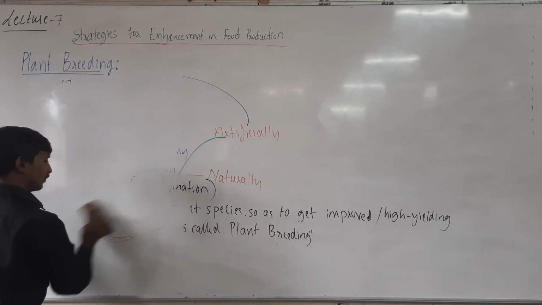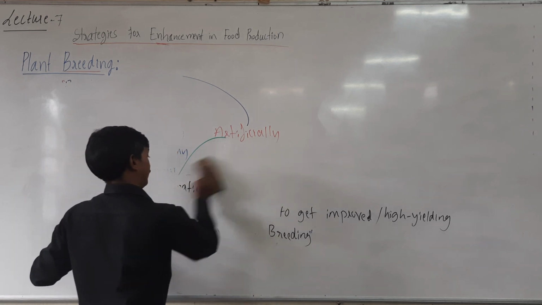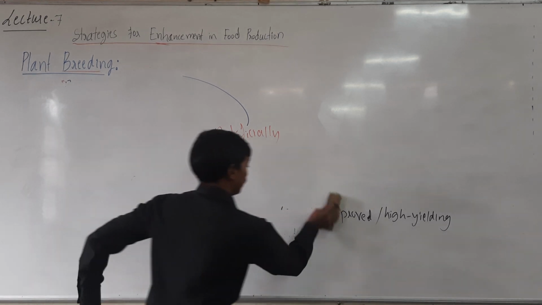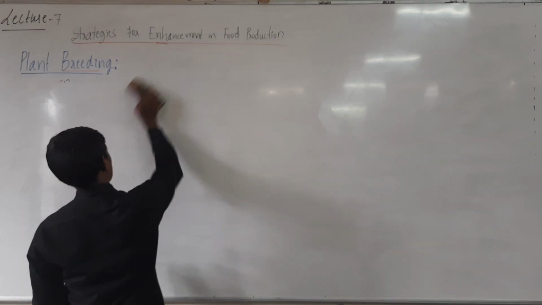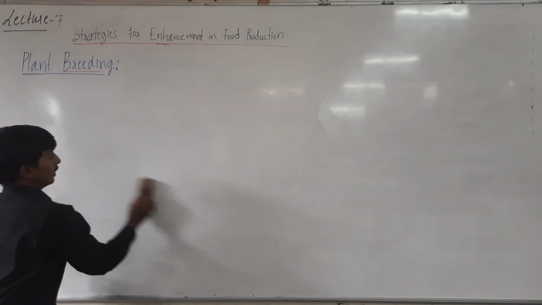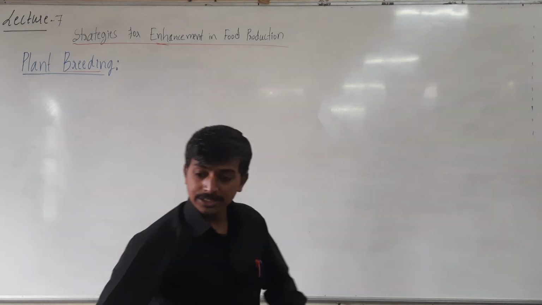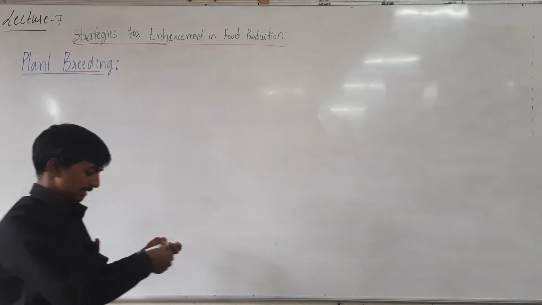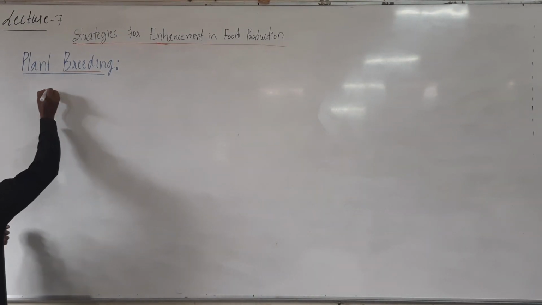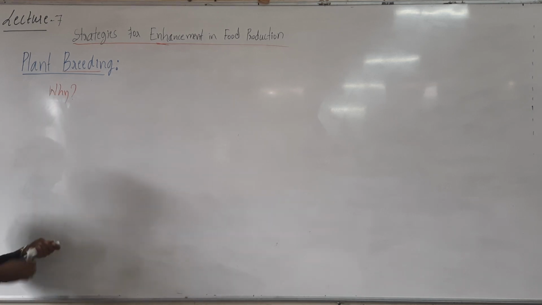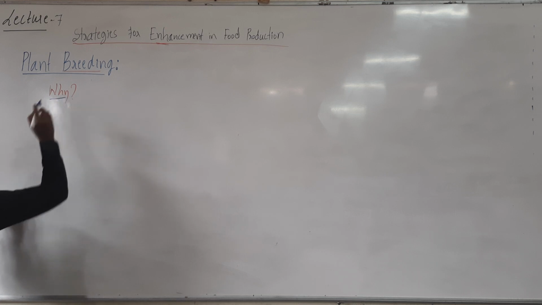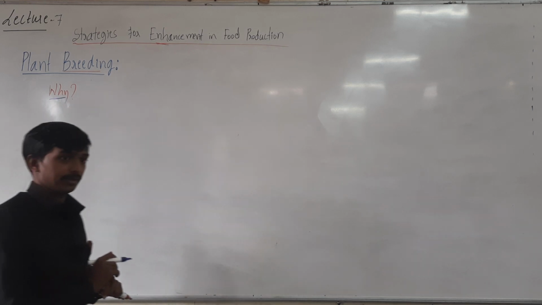So firstly, why is it required? Let's understand why plant breeding is required for human beings. Okay, of course naturally all the processes occur. What is the need to perform all these processes, right? So why is plant breeding required? Okay, a great question.